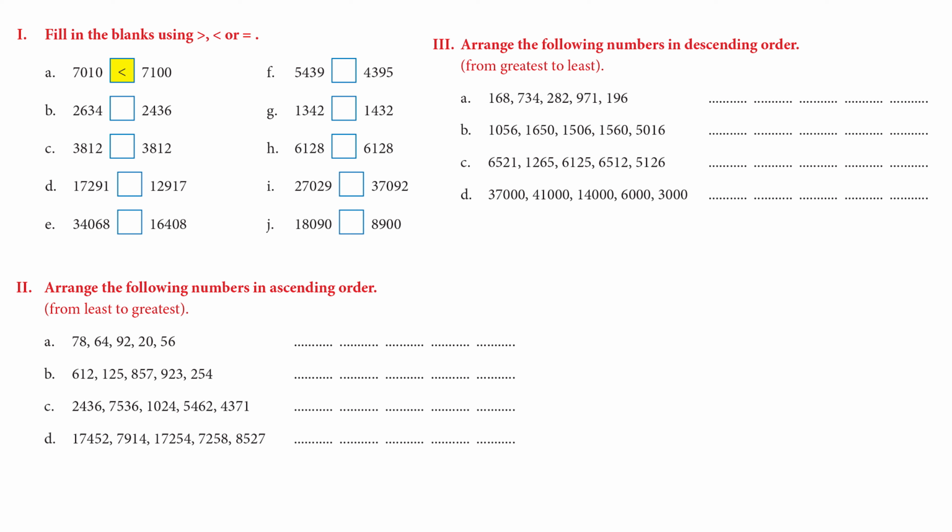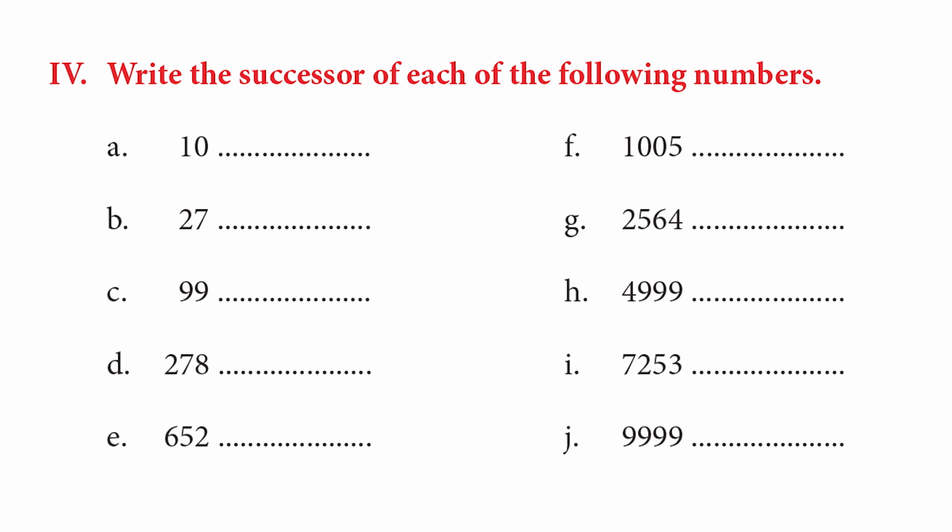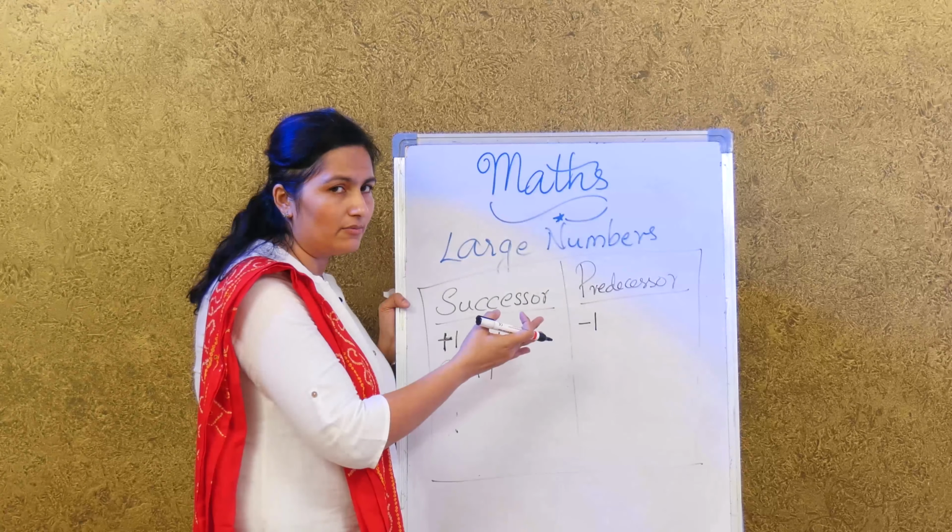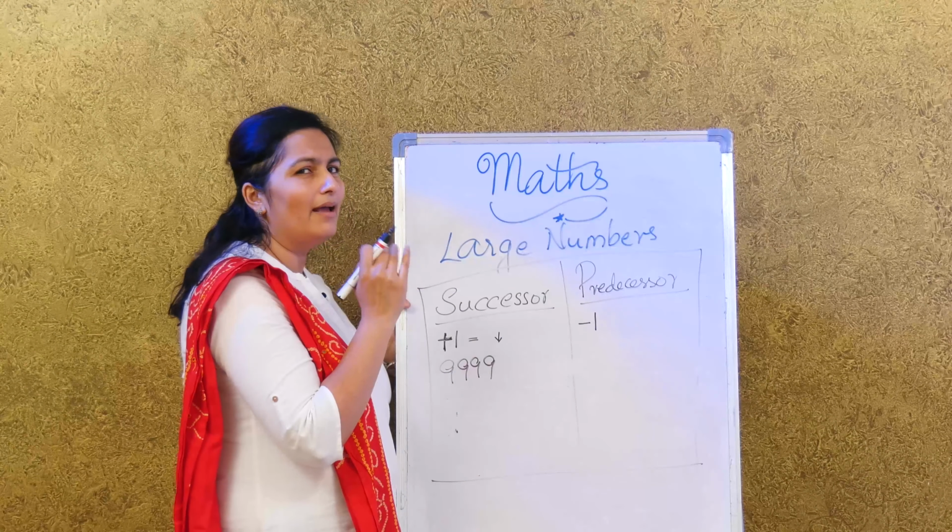There are some exercises given so we can practice our comparisons, that is greater than, lesser than or equal to. And then there is ascending order and descending order on page number 65. Let's look at page number 66, the successor and predecessor, just in case you need one more example to understand it better. Let's take a big number as an example, 9999. We want to find out the successor. What comes after? So simple, add plus 1.